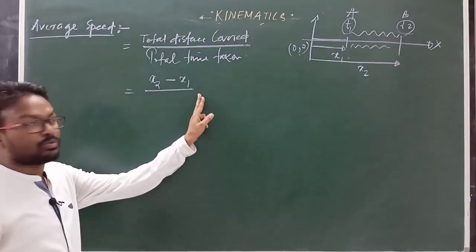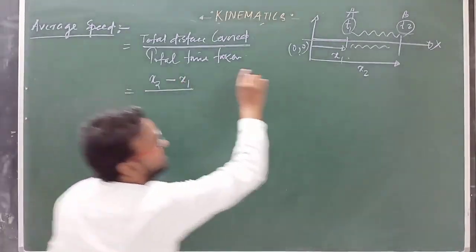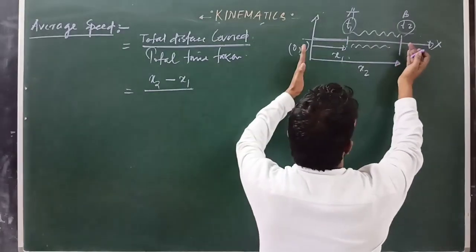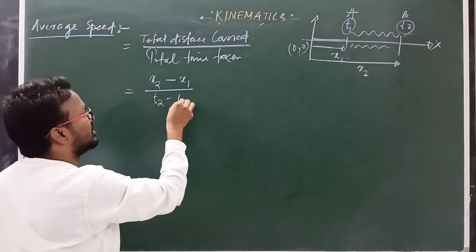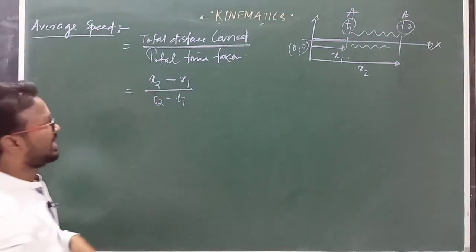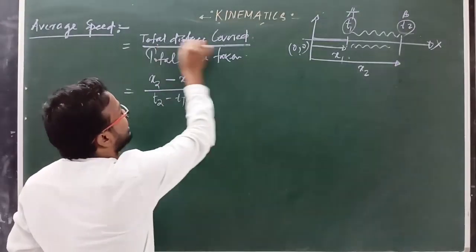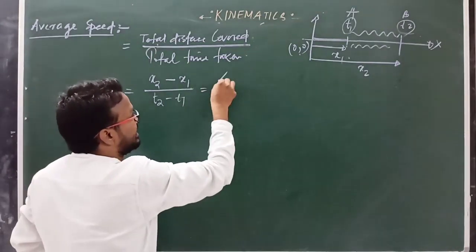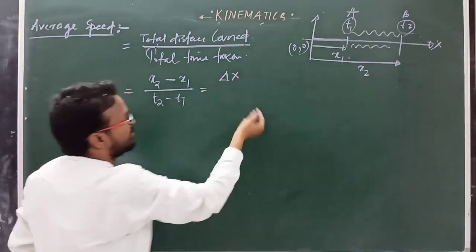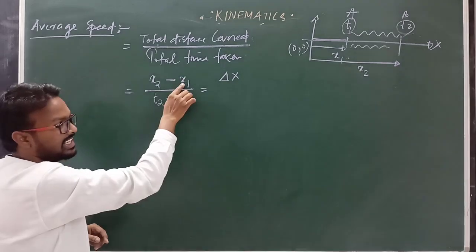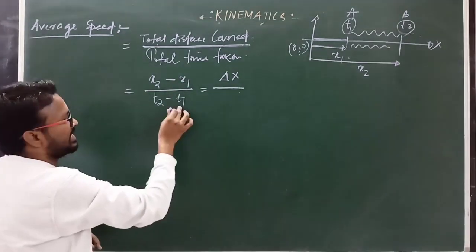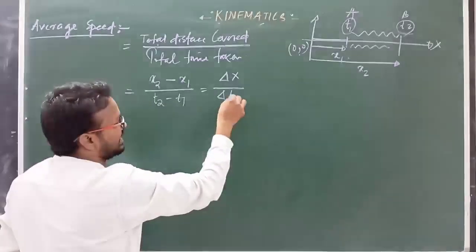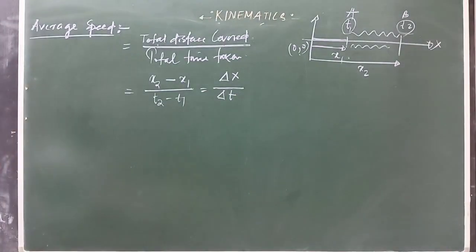So x2 minus x1, and for total time taken, this is x2 minus x1 over total time. This is the final time, this is the initial time. So total time taken you can write as t2 minus t1. Or simply, total distance covered is delta x, meaning final minus initial, divided by total time taken, delta t. Clear? So this is known as average speed.